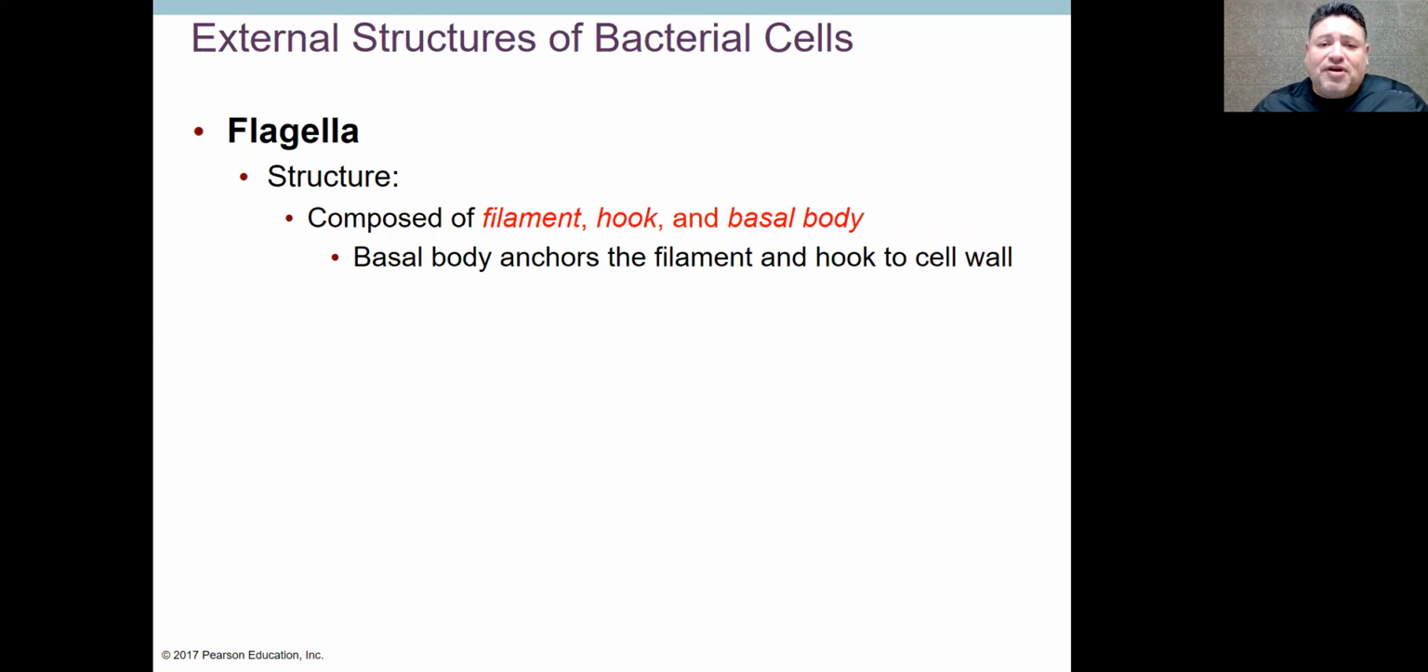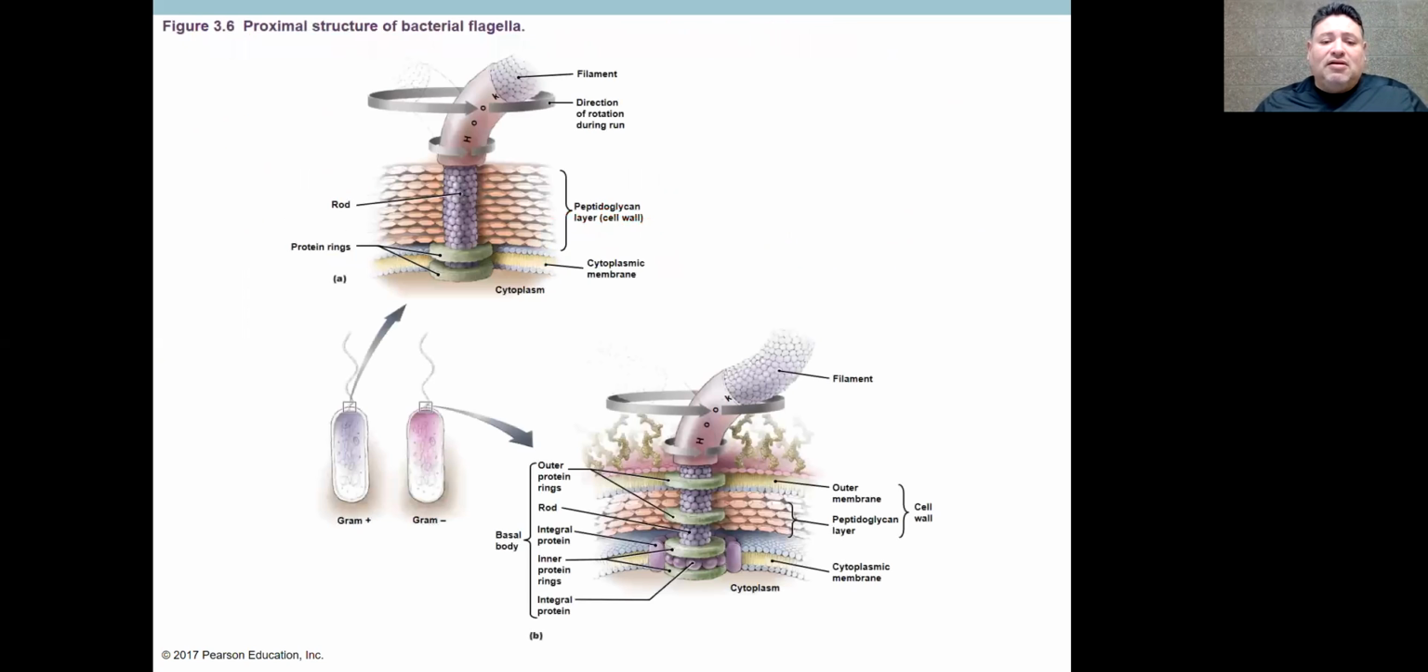Okay, one of the things that's important for you to know in this chapter is the parts of the flagella. The flagella consists of the filament, the hook, and the basal body. What does that mean? Well, here's the filament. The filament is literally the part that turns. The hook, as the name implies, is crooked, and it attaches the filament to the basal body, where the basal body is essentially the engine. And it is in fact an engine. It's an engine that's driven via a proton gradient.